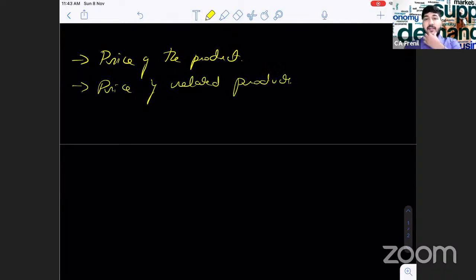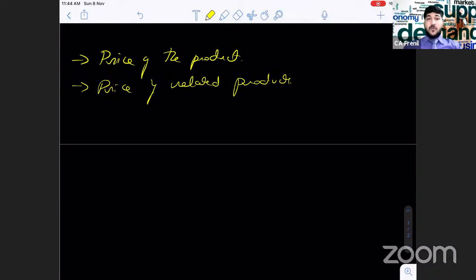Secondly, there is price of related products. What do you mean by related products? Related commodities. There are two types of related commodities. You have to remember this. What are the two types? There are complementary goods and there are competing goods or substitutes. Complementary goods are those goods which are consumed together or consumed simultaneously. For example, tea and sugar, correct? Automobile and petrol, correct? One more example, the ink and the pen, correct?